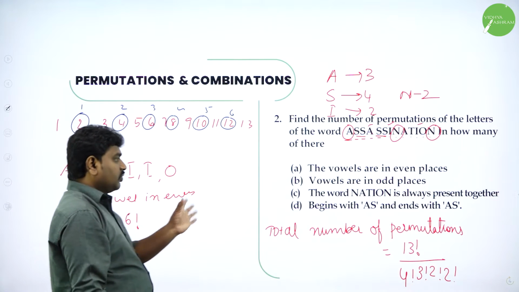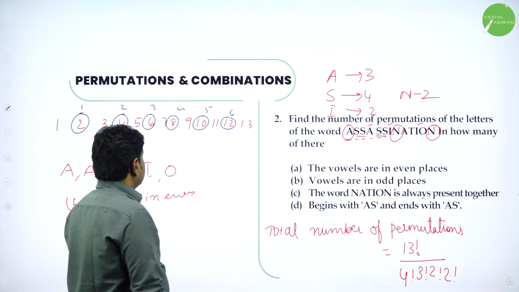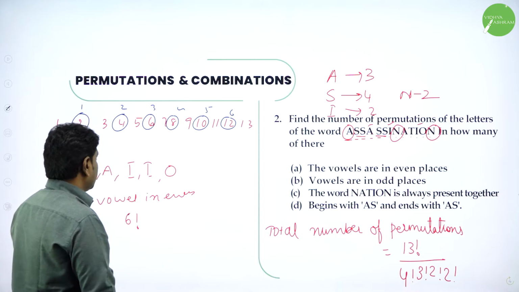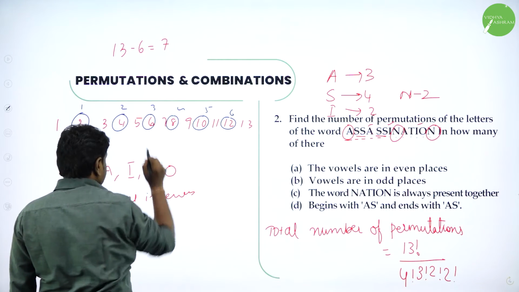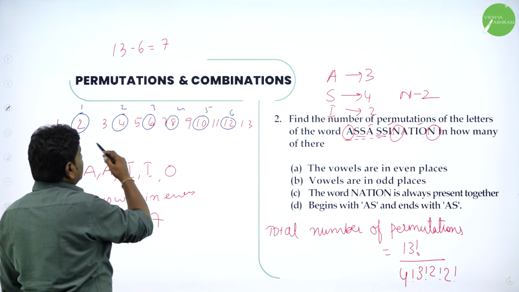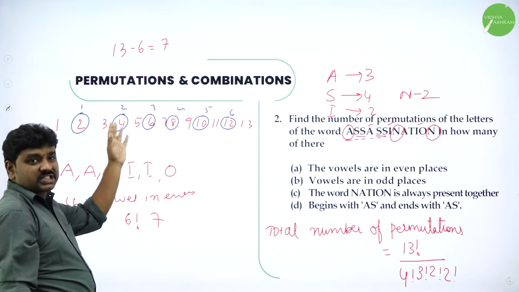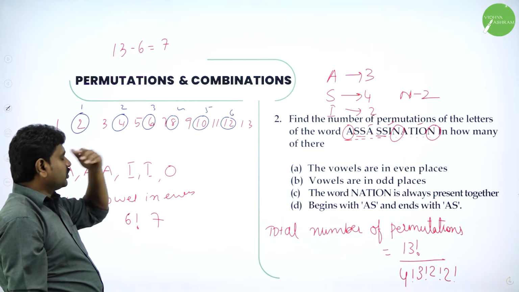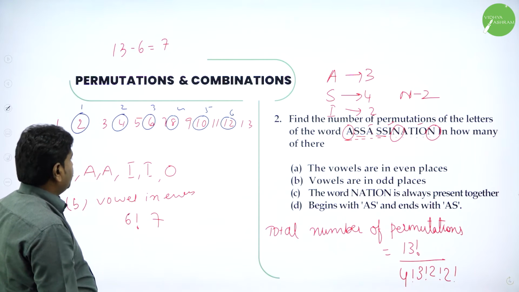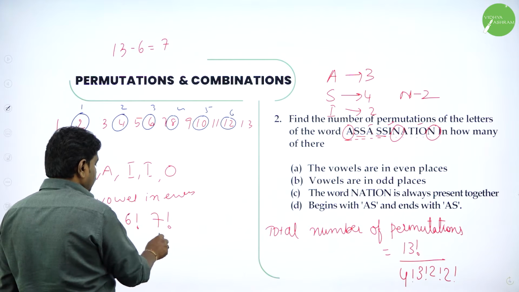Along with that, I have to arrange the consonants also. How many consonants remain? Out of 13, 6 are vowels. 13 minus 6 gives you what? 7. 7 consonants are there. And how many remaining places are there? Out of 13, 6 places I have selected to place the vowels. So if you remove 13 minus 6, I have 7 places. 7 consonants in 7 places can be arranged in 7 factorial.